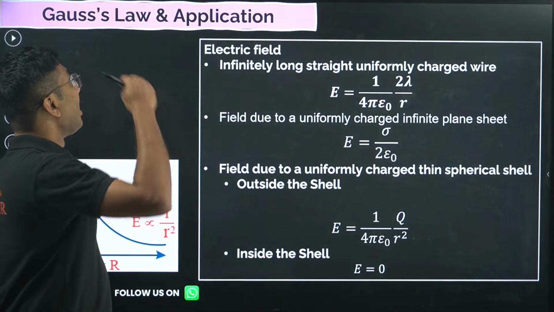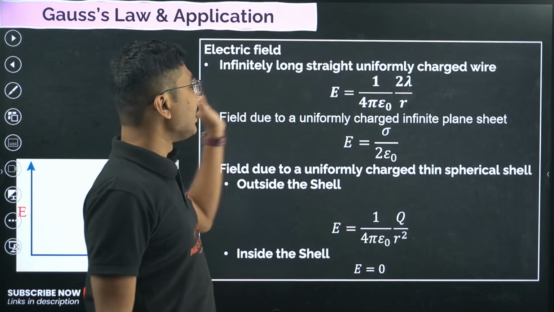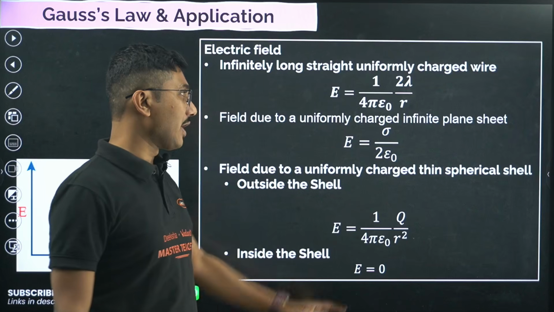Next is Gauss's law and its applications. So all the applications of Gauss's law are listed over here. Infinitely long, straight, uniformly charged wire. So this is the formula.